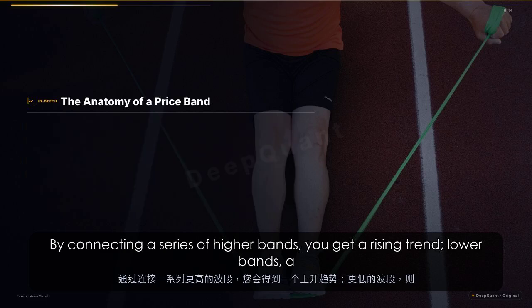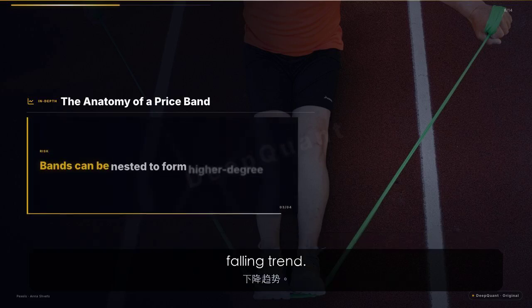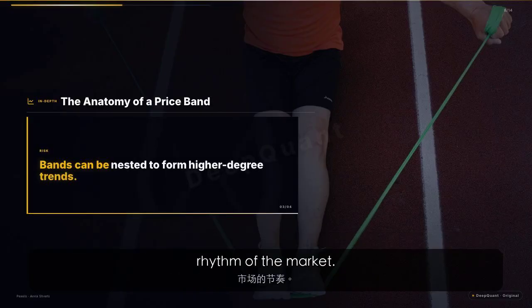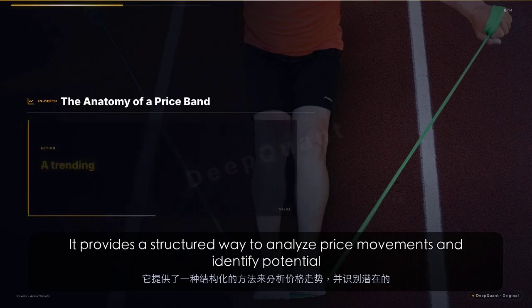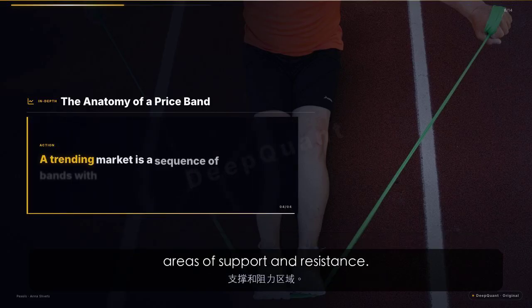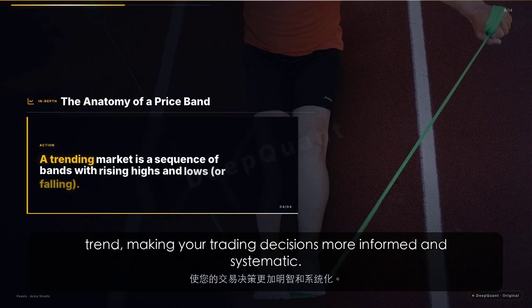By connecting a series of higher bands, you get a rising trend, lower bands, a falling trend. Recognizing these bands allows you to set realistic targets and understand the rhythm of the market. It provides a structured way to analyze price movements and identify potential areas of support and resistance. By focusing on bands, you can better gauge the strength and direction of a trend, making your trading decisions more informed and systematic.